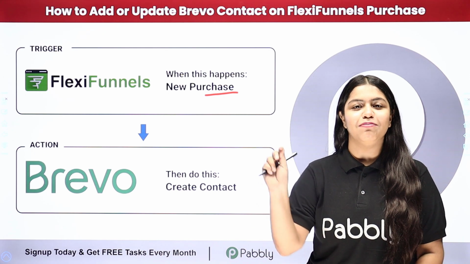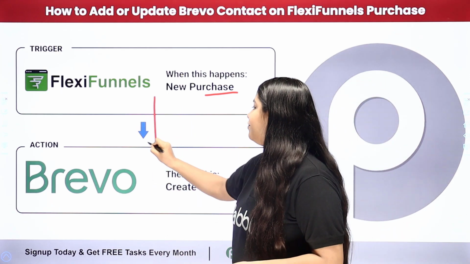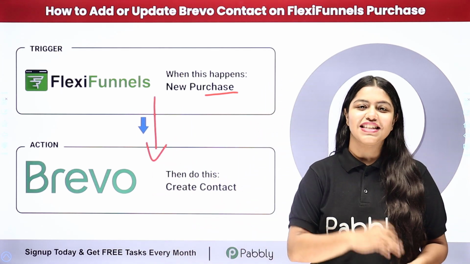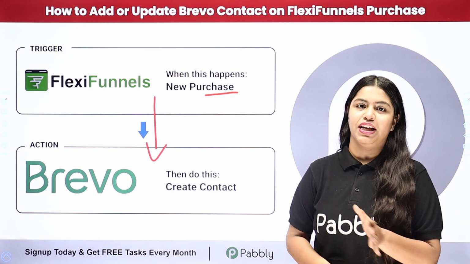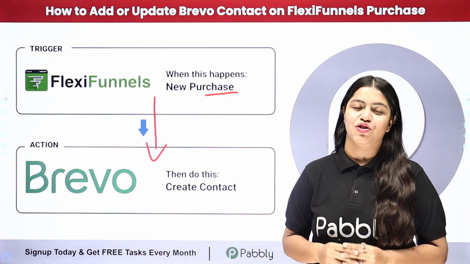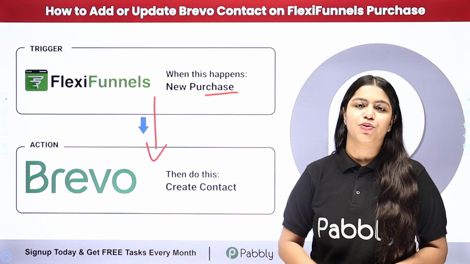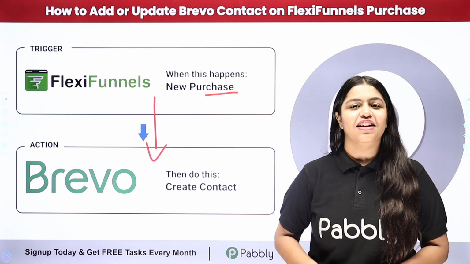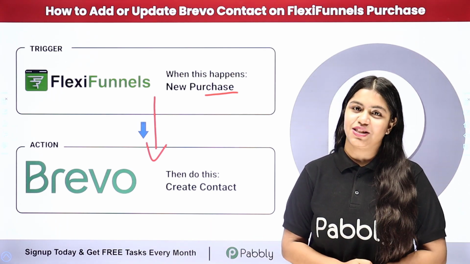So to do this, we are simply going to create a connection between FlexiFunnels and Brevo. To create this connection without knowing any programming or coding language, we are going to use Pabbly Connect. It is an amazing automation software. So do you also want to create this automation for your business? Then for that you have to come with me towards my screen.